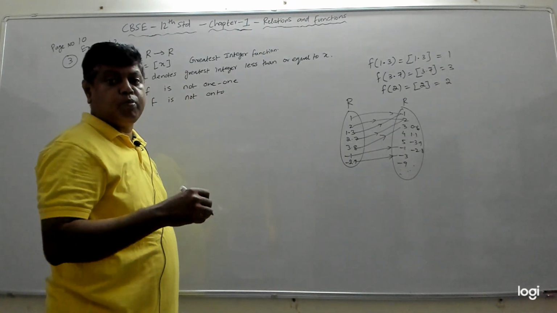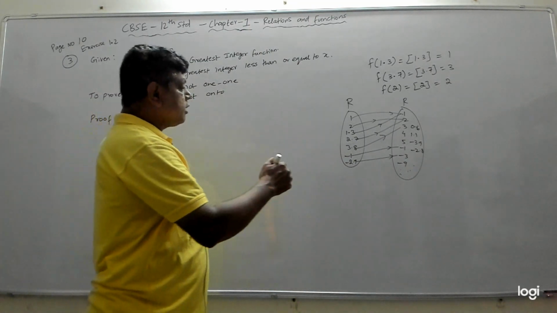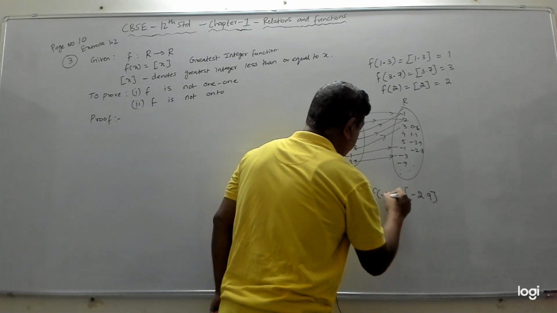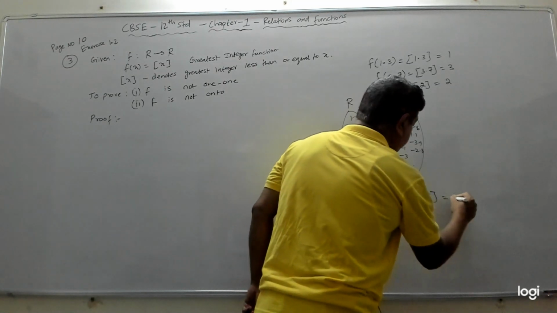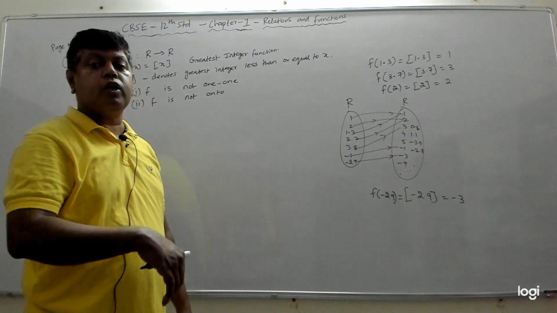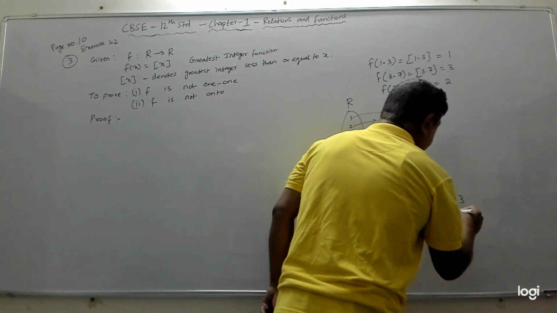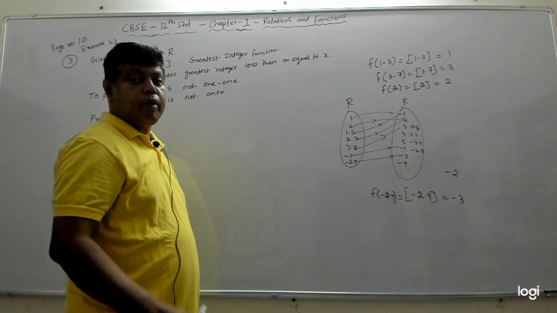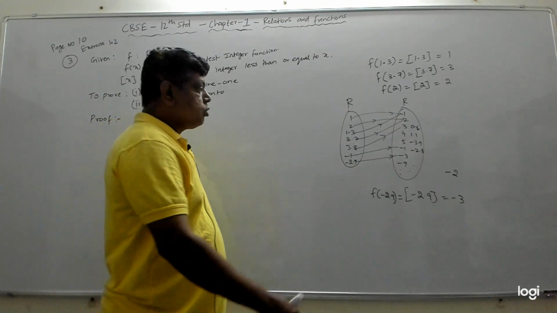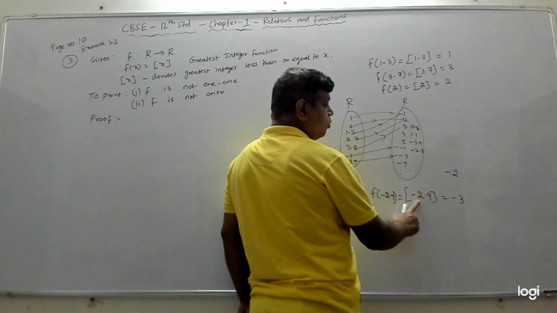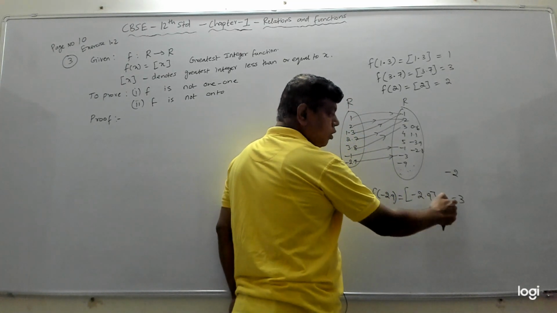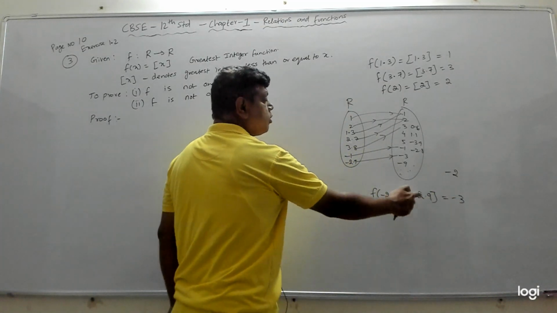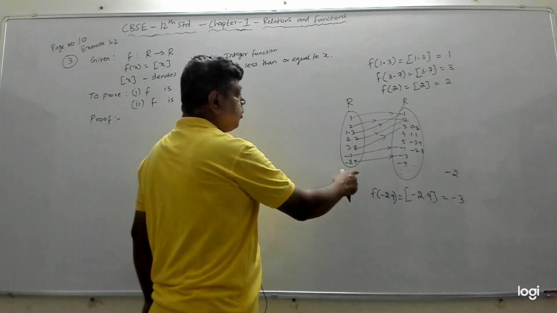Because what is box of minus 2.9? If you want to find f of minus 2.9, that is equal to box of minus 2.9, which is minus 3. That is the greatest integer less than or equal to minus 2.9. We can't say minus 2 here, because minus 2 is not less than or equal to minus 2.9. Minus 2 is greater than minus 2.9. So the greatest integer that is less than or equal to this value, which is minus 3. So minus 2.9 will go to minus 3.